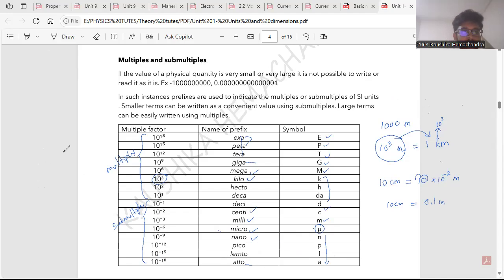Okay, so that is about submultiples and multiples. So here let's do some questions using this.